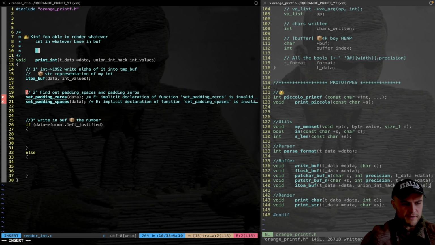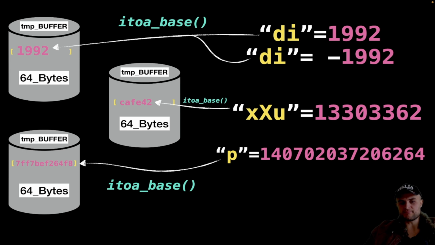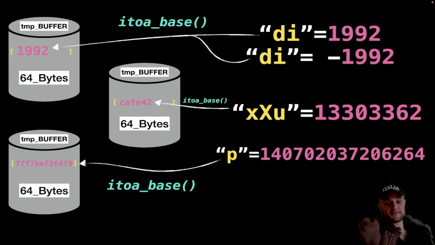Now, for integers, we have to take care about plus, space, 0, hash for hexadecimal, and of course minus, right? All the flags, of course, we have to take care about width, and of course about precision. So now I have inside my temporary buffer the string that I need, but I need to find out how many spaces and how many zeros, given the string, and having also the number len, how long this string is, fairly useful for this purpose.